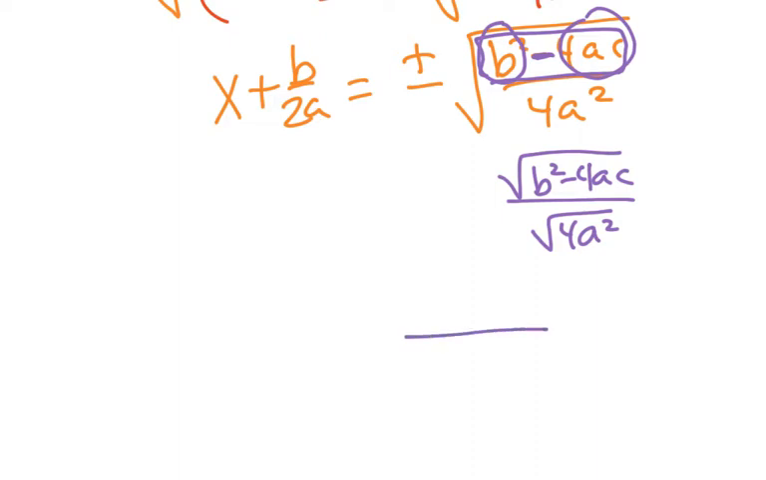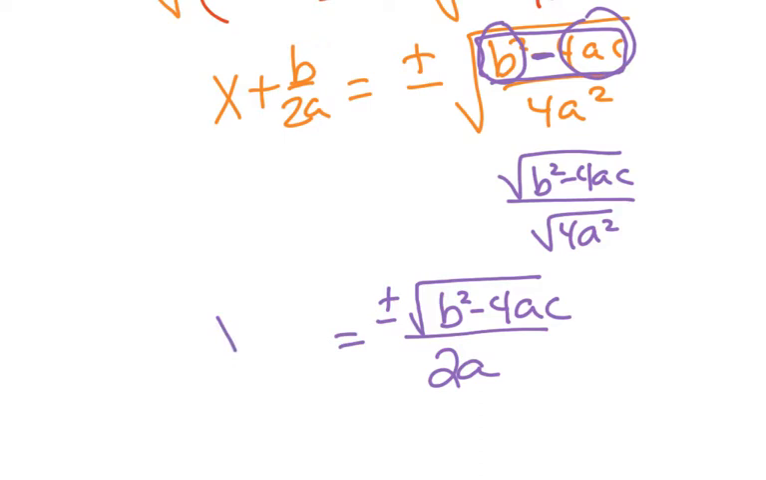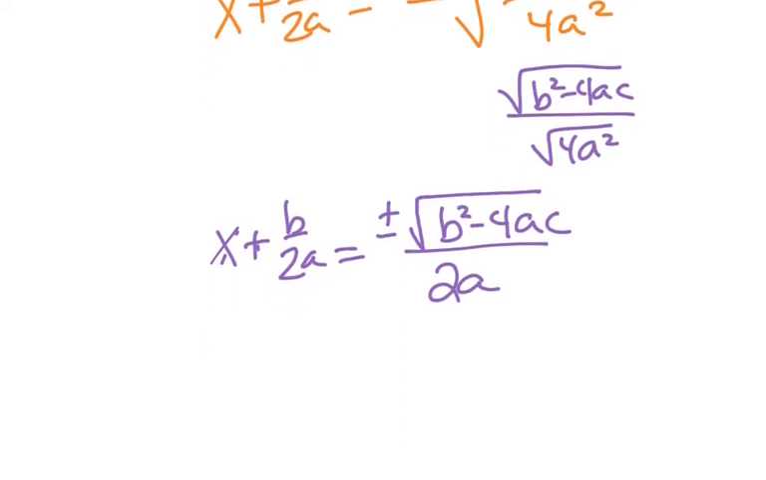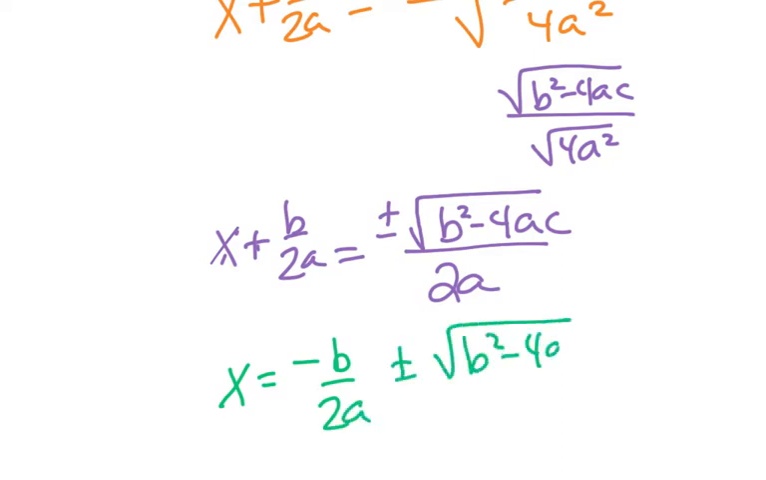So what I have for my denominator is 2a. On the top, I have my plus or minus, because I have my plus or minus with something, so I'm going to put it there. And then I have my x plus b over 2a. I'm almost where I've solved for x. So what I'm going to do is take away my b over 2a, so I'm going to have x is equal to negative b over 2a plus or minus the square root of b squared minus 4ac over 2a, and because they both have the same denominator, I can write that as a single fraction.